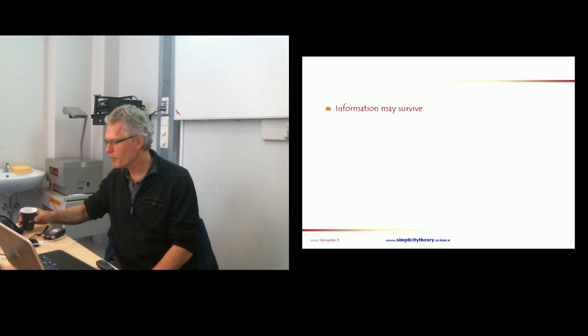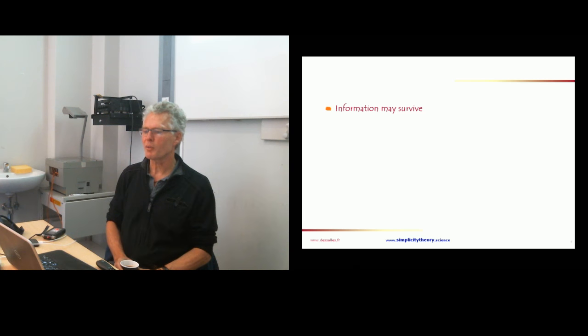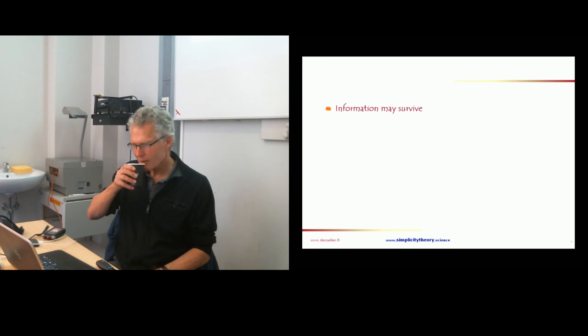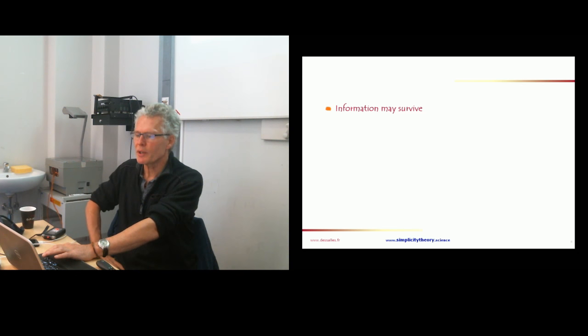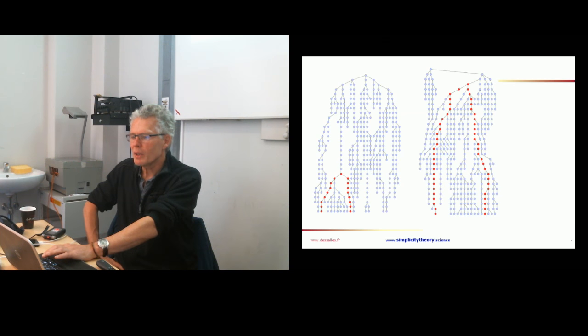Before attempting to define information, let's observe that information may survive. By the way, that's the main point of the book. Information may survive. You know this because when you are dealing with what is called a gene, most of the time people call gene what should be called a mutation, or what people like John Holland call a schema. But let's call it a gene if you want.